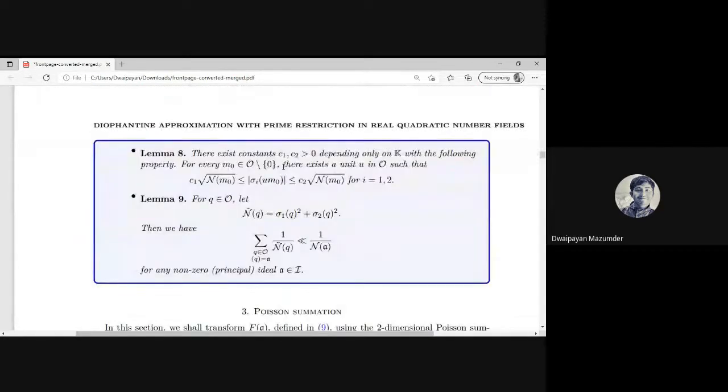The second lemma is lemma 9. We have used it somewhere, but because that proof was really big, I'm not going to prove that. So I just leave this lemma 9. It is not required for this talk.